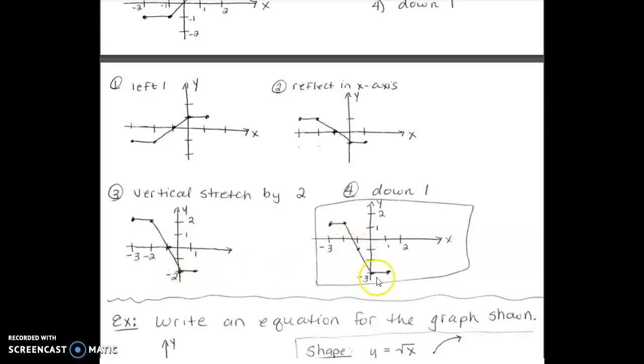And then this little line segment, we're going to do the same. And it was at -2 before. It's going to move down 1 and land at -3. So everything got moved down 1 to produce this final result.